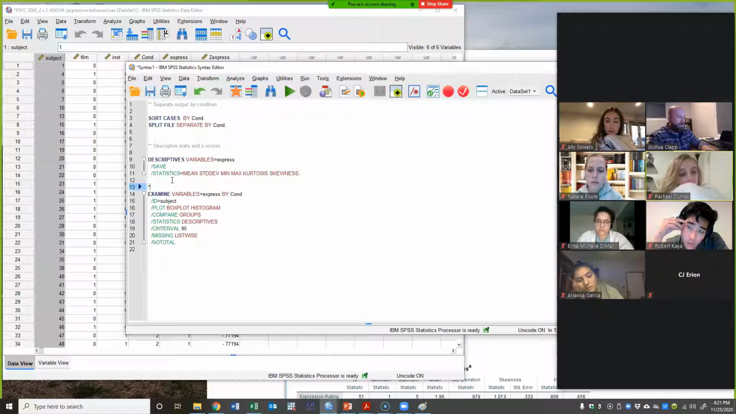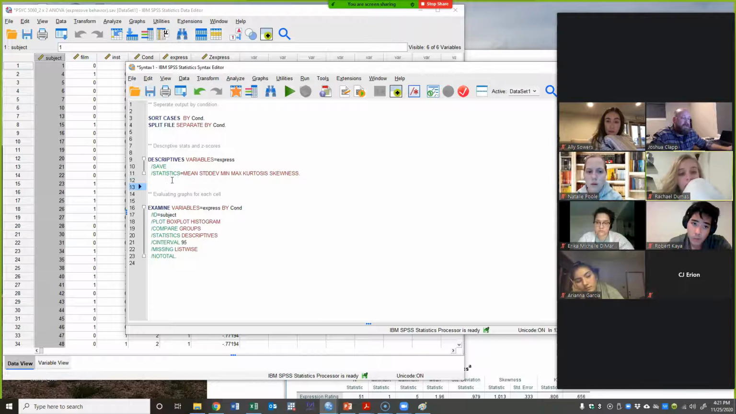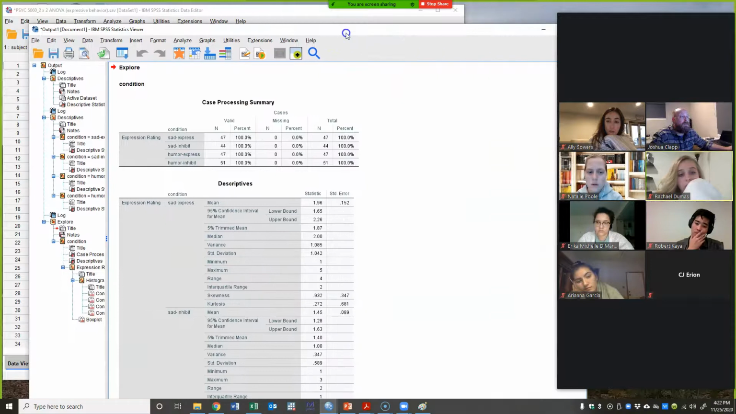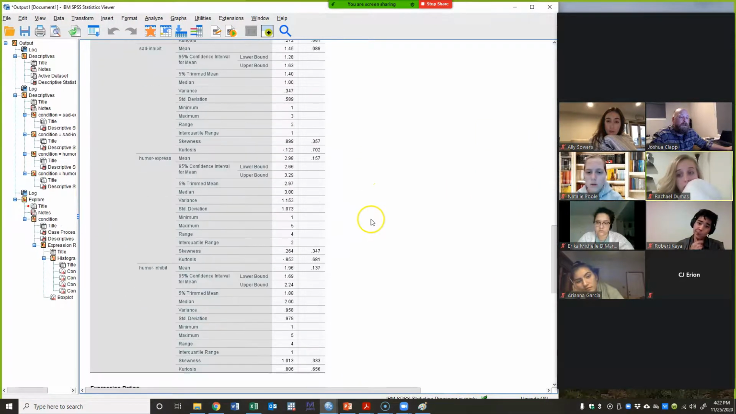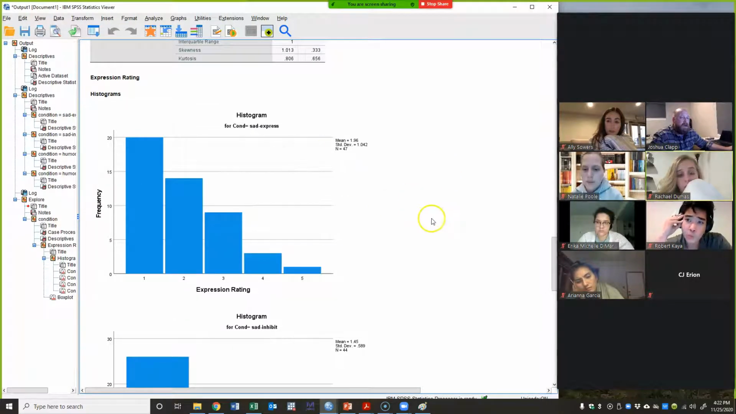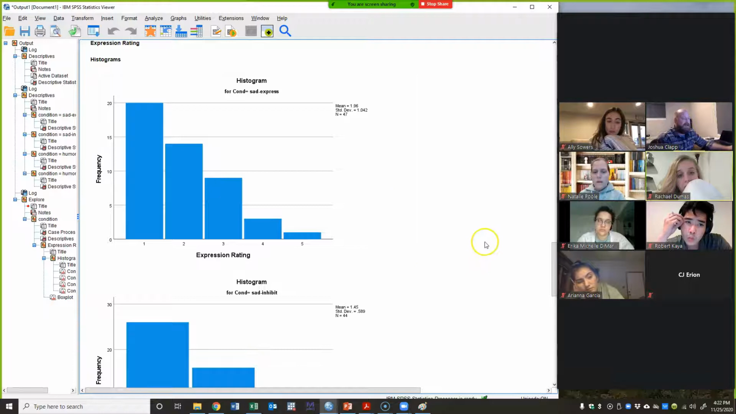So here, I'm evaluating my graphs for each cell. I'm going to run this. You get a whole bunch of stuff. But what this is going to do is give me my histograms and box plots for each one of my cells. Okay. So Ari, how might I describe this first plot here, this first histogram?